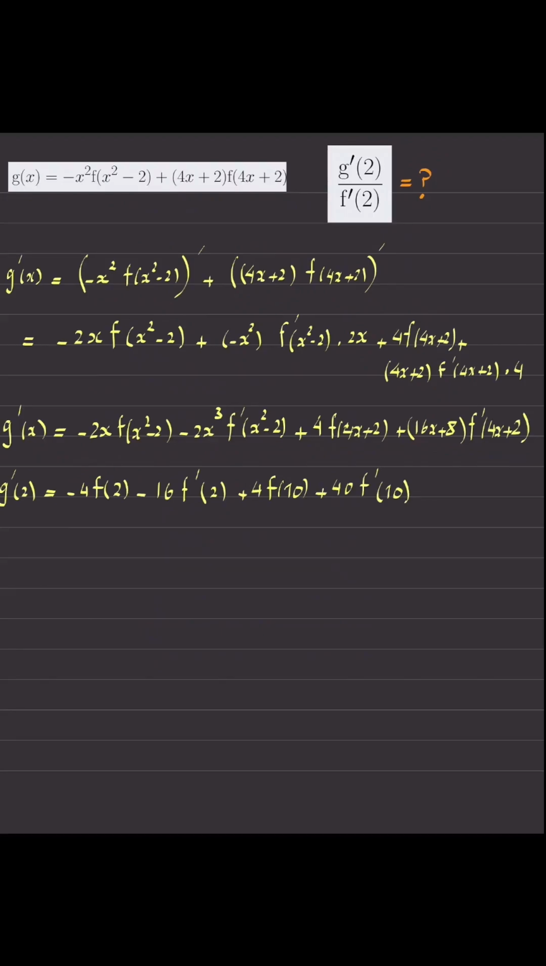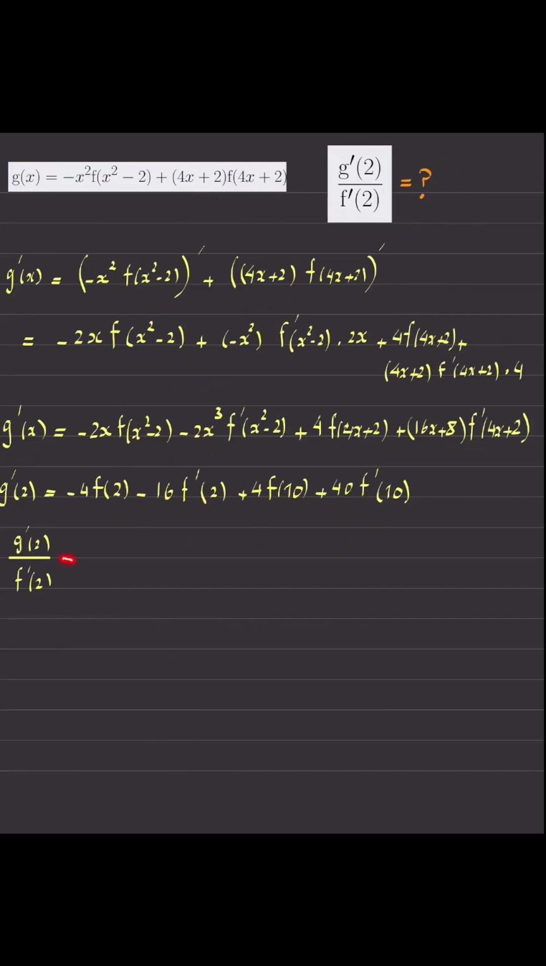But now look, if I want to calculate the question mark, I have to calculate g prime of 2 divided by f prime of 2. So this motivates me to divide the left-hand side and the right-hand side by f prime of 2. So the left-hand side simply becomes my question mark, which is g prime of 2 over f prime of 2. But there are 1, 2, 3, 4 terms on the right, so I have to divide all of them by f prime of 2. So let us see what happens.